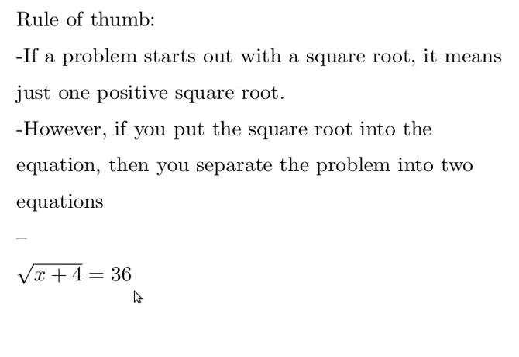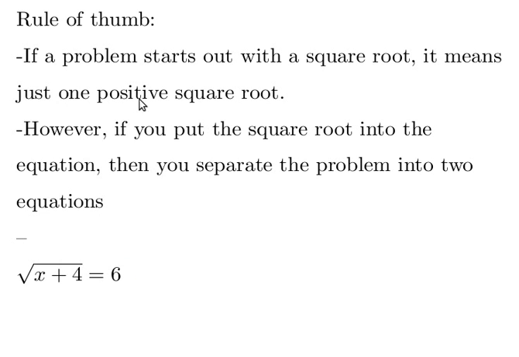This is an equation that we start out with a square root because we're given the square root. So that means just one positive square root. So let's change that 36. I'm changing the problem from 36 to 6 because I didn't mean to make it so big. So this would be an example where we would square both sides, and we'd get x plus 4 equals 36, and then we'd get x equals 32. And that was from section 8.5, I believe.